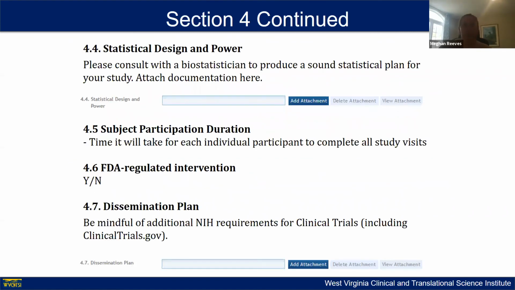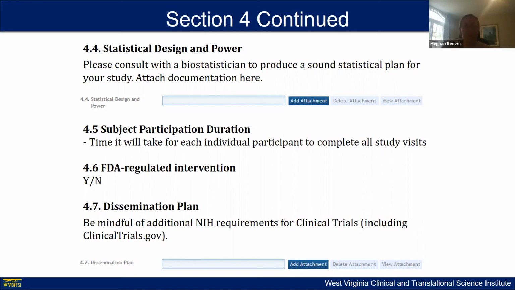Moving on with section 4, which is the last section, is your statistical design and power, section 4.4. This is an upload. Typically it's anywhere from a paragraph to a page and a half, and you would work with the biostatistician to think about how you've powered your study and how you've designed it with a statistical plan.